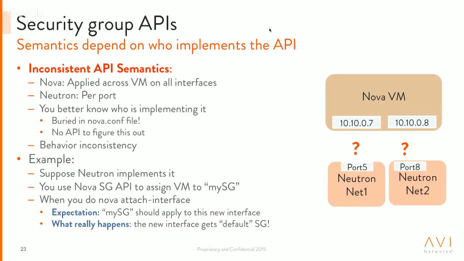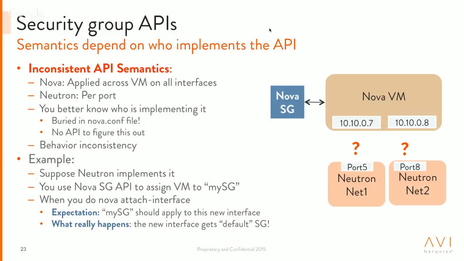Now, the semantics is that if the admin implemented the security groups with Nova, and you are using Nova APIs for the security groups, all you have in the Nova API are the Nova VMs. You say this Nova VM is in this security group. So irrespective of however many interfaces it has or wherever it is connected, whatever policies you define are supposed to apply across all those interfaces. If you say don't allow this VM to go outside the 10.10 network, don't let it go to the web, then that will be applied across all the interfaces.